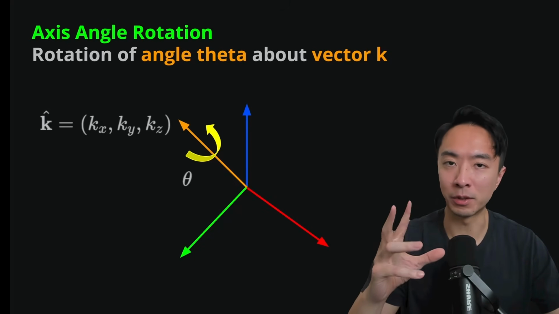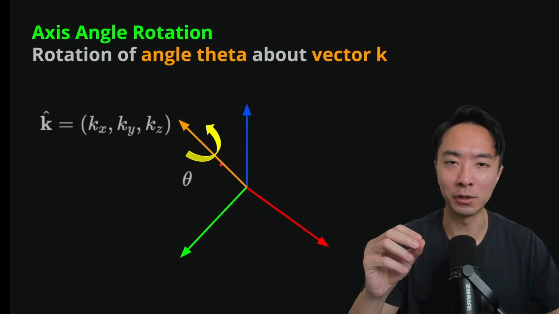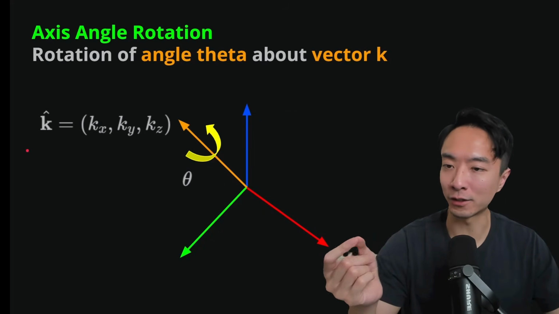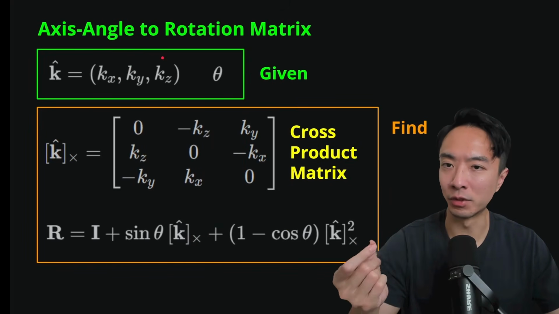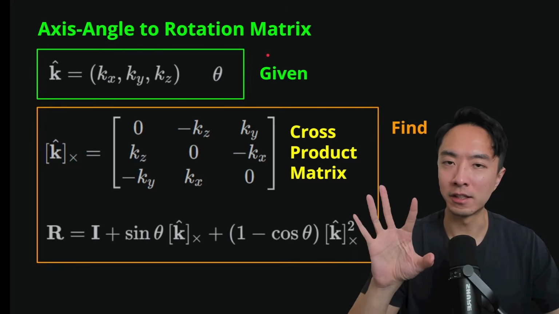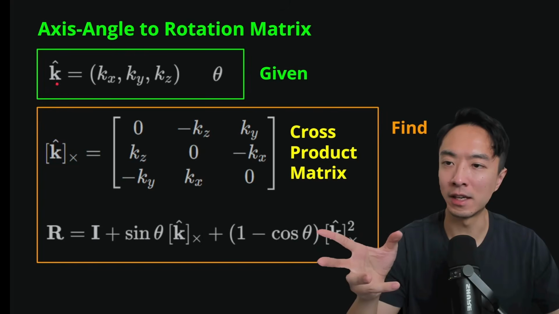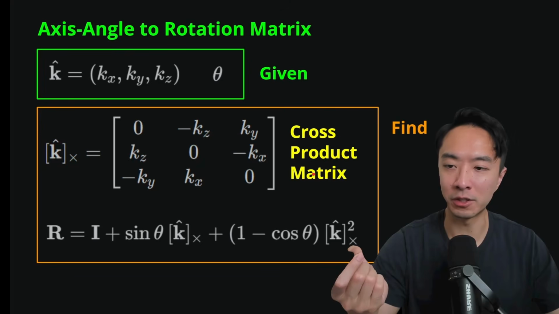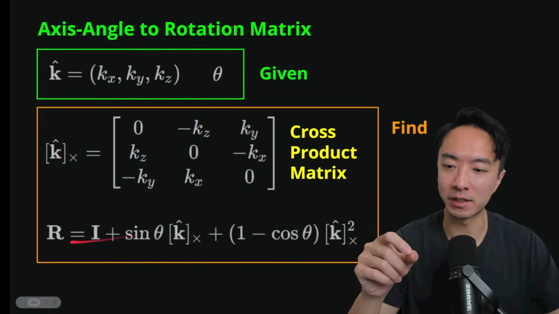Typically when we talk about rotations about XYZ axis, it's only about 3 fixed axes. But now you have the generalization of rotating about any vector k. And this vector k, we represent it as kx, ky, and kz. With the axis angle rotation, sometimes you want to convert it to a rotation matrix. So you have a vector k and the angle theta. Then you could represent what's called the cross product matrix, where you take the vector k and put it into this symmetric form. And then you could figure out the rotation matrix by plugging this in.